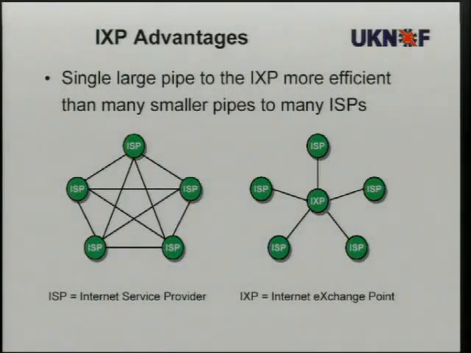So what are the advantages of an internet exchange point? It's very simple. It's one place where you can connect everybody. So you run one big fat pipe to a central location. There's lots of other people that do that. You get economies of scale. You don't have to route your traffic over lots of expensive circuits that go one to each of the other ISPs you need to exchange traffic with.